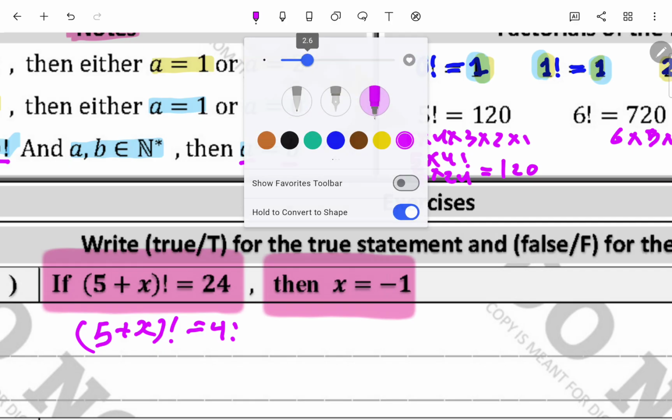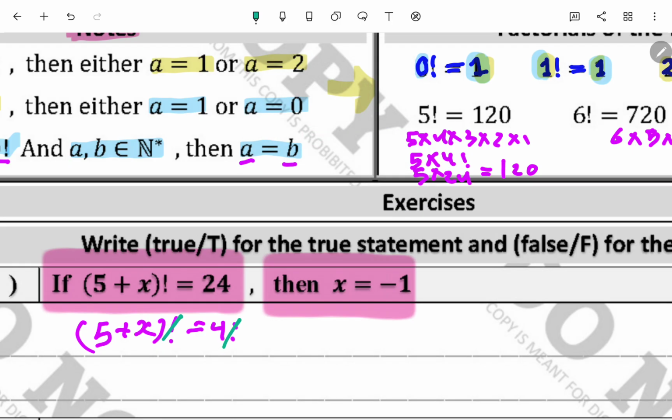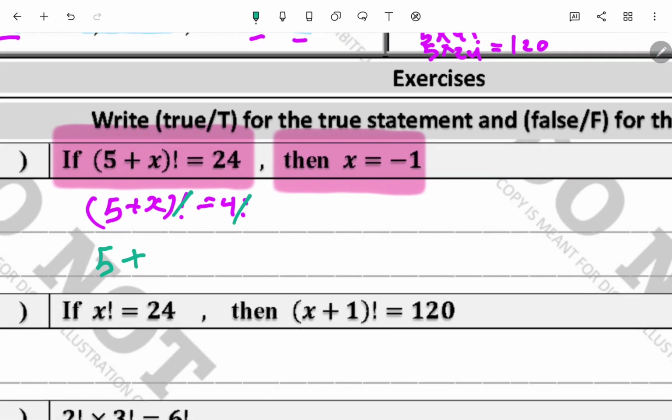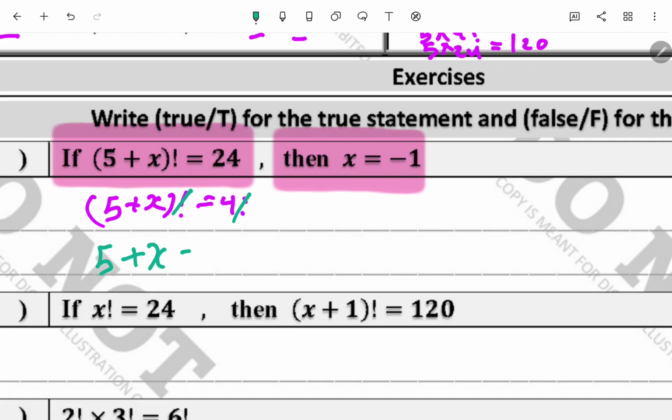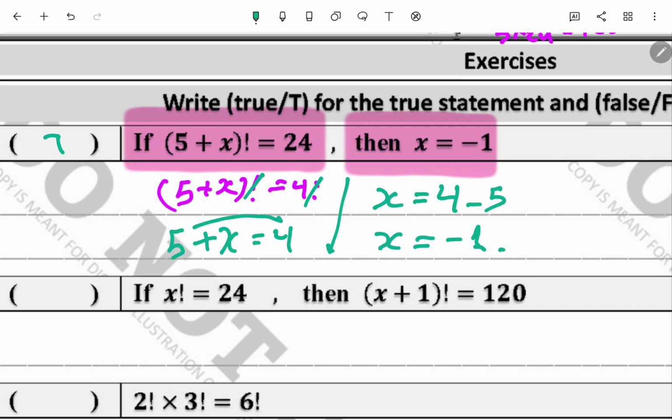Now you can cancel the factorial from the right and from the left to keep 5 plus x equals 4. To get x, you have to move 5 to the other side, and that will give you x alone equals 4 minus 5, so x equals -1. That will make it true.